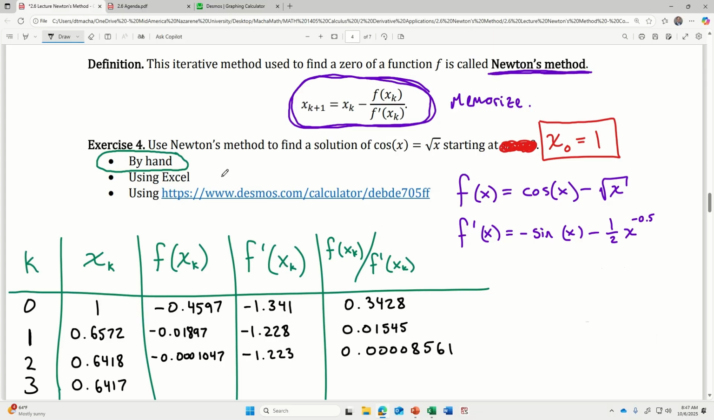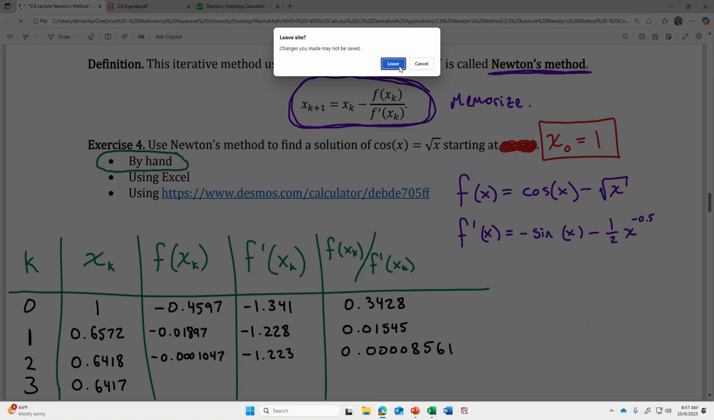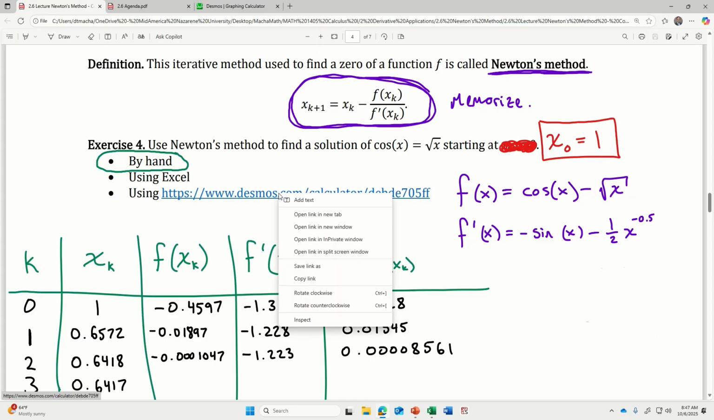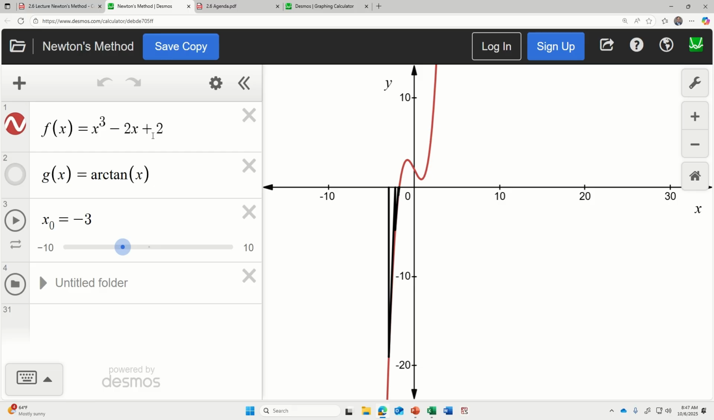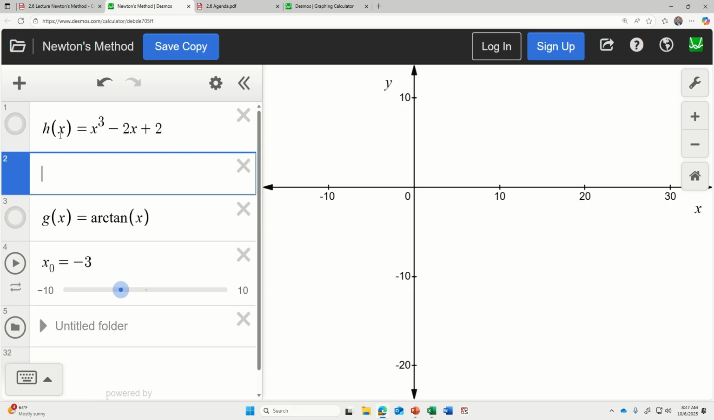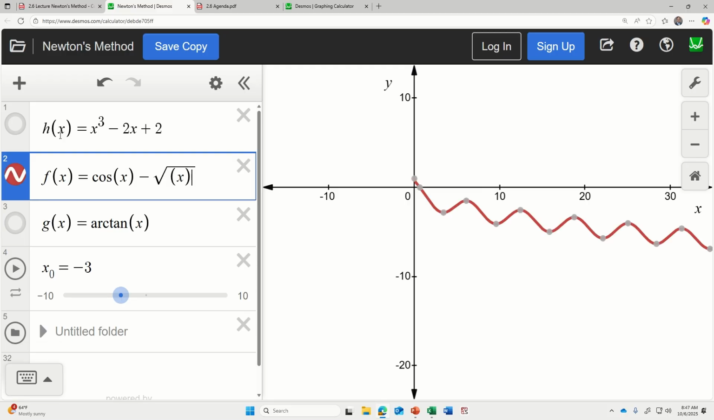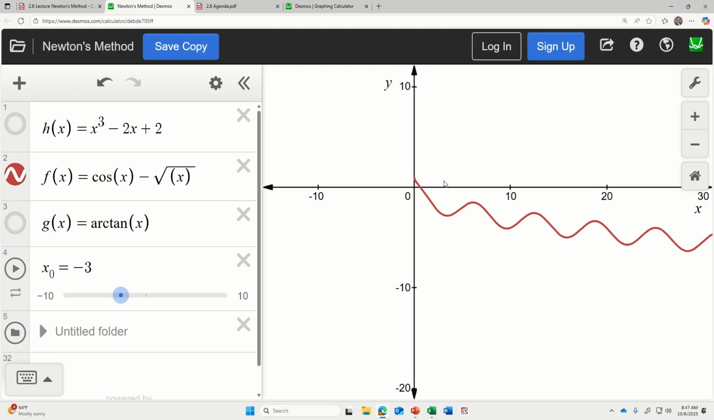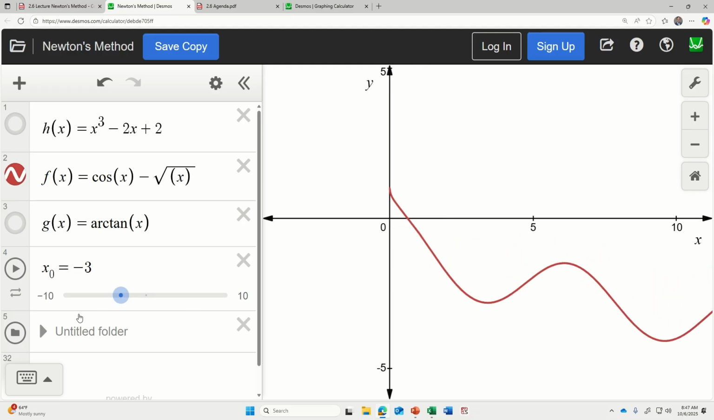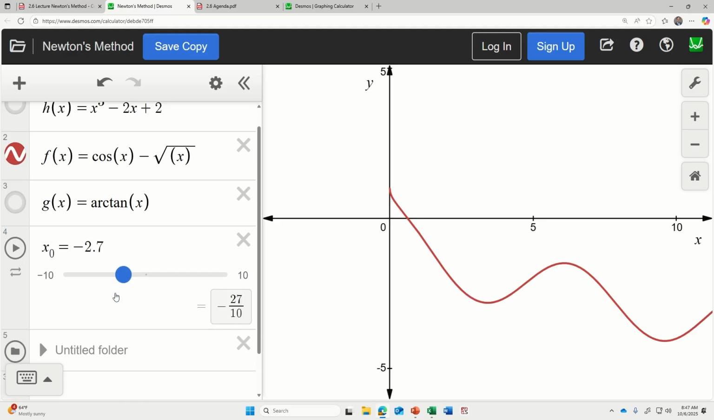Very good. So I want to show you one more thing. I want to show you the picture of what this looks like, because I think it's so important to always use Desmos all the time. I need to open in a new tab. And I'm going to save that for later. And I want a new function, f of x equals cosine of x minus square root. So in red, that function is cosine of x minus the square root of x. And our starting iterate is going to be the number 1.